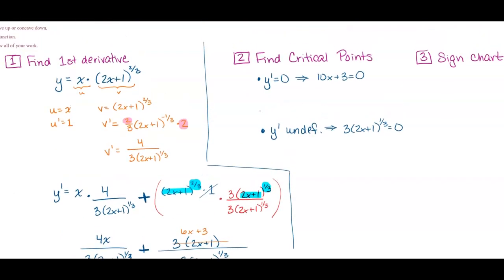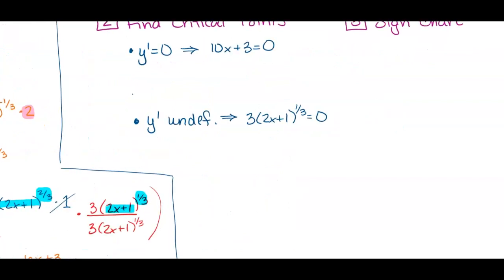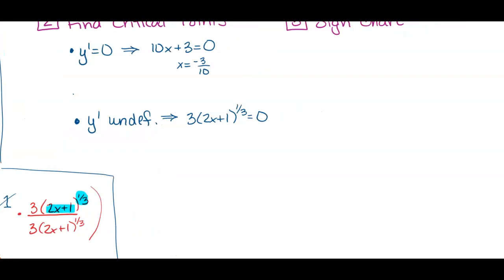So we can solve those separately, which really makes things easier. If I subtract the 3 and then divide by 10, I get x equals negative 3/10 for that one. Over here, in order for any of this to be 0, just the thing inside the parentheses has to be 0. So this is going to give me x equals negative 1/2. So I have 2 critical points this time.